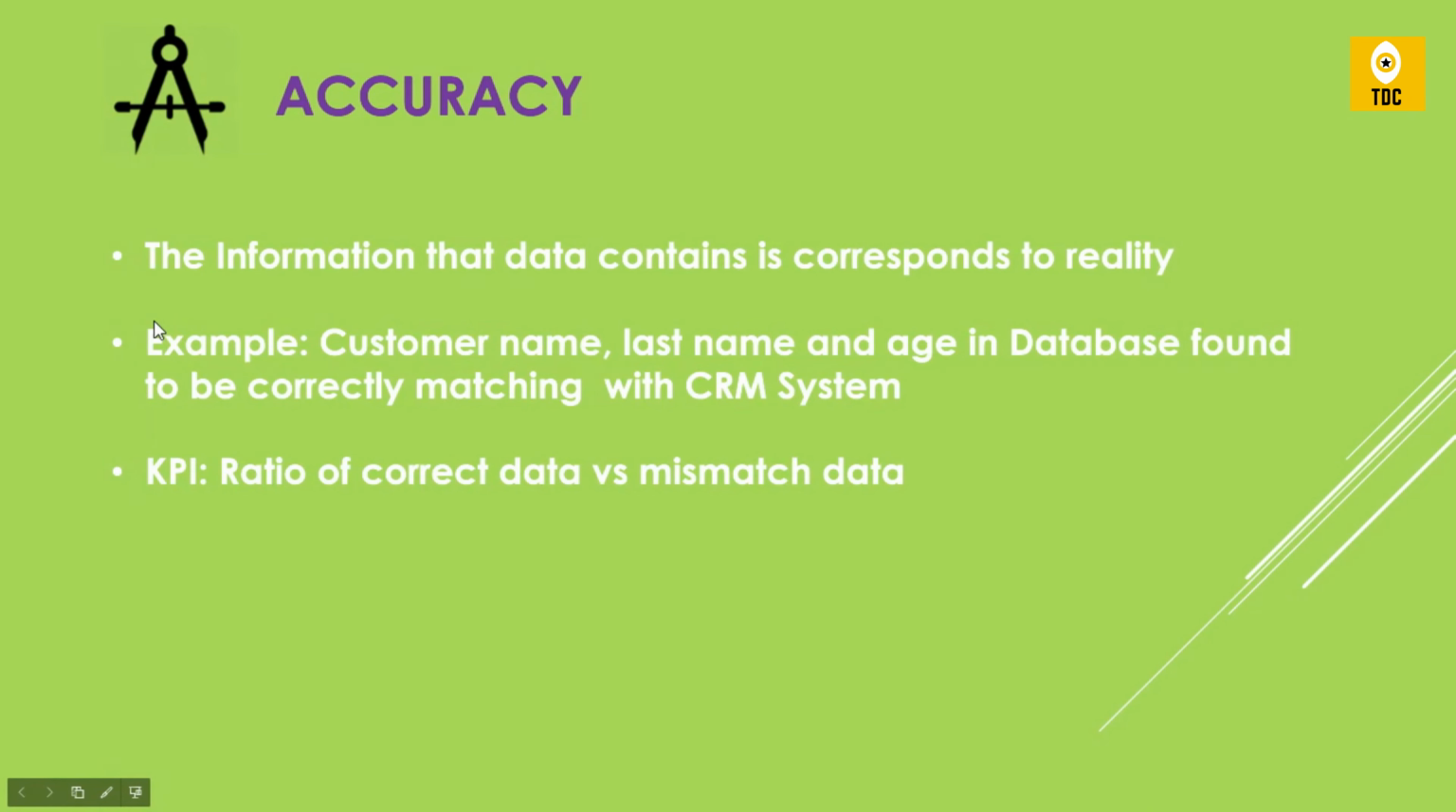The next one, let us see about accuracy. Accuracy, as the name suggests, means the data which is available should give the proper information, which will correspond to reality. What exactly does that mean? Your employee table or customer table says the name is so and so, the last name is so and so, and the age is so and so in the database. However, when you match with the CRM system, the customer relationship management system, the name, last name and age match there too. In that case, it exactly means the data is accurate. And what is the key performance indicator here? The ratio of correct data versus mismatched data can be considered one of the KPIs you can use for accuracy.